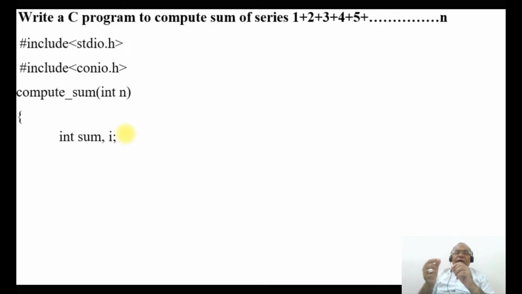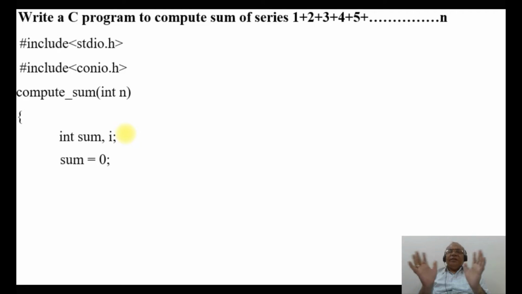That means i is equal to 1, i is equal to 2, i is equal to 3, i is equal to 4, and so on and so forth. So first, when you want to enter the number, initially we don't have any number. So the sum value has to be 0. So initially the value of sum will be equal to 0.